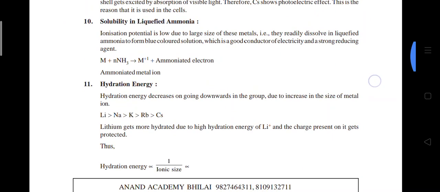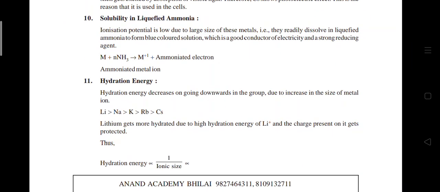Tenth is solubility in liquid ammonia. Ionization potential is low due to the large size of these metals. That is, they readily dissolve in liquefied ammonia to form a blue colored solution, which is a good conductor of electricity and a strong reducing agent.